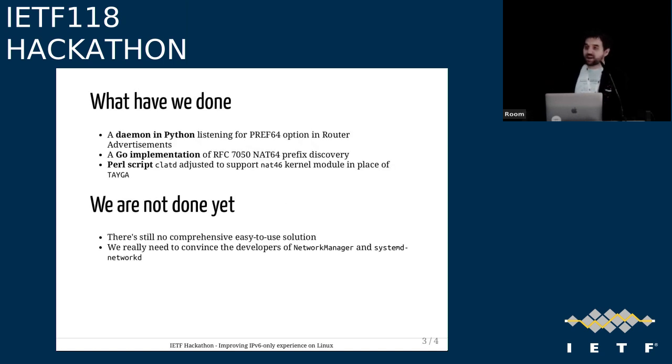So we tried various things, and the result is that we have a daemon in Python that is listening to PREF64 options in router advertisements, and then can configure something based on it, like a local translator, for instance. We have a similar implementation of this in Go, together with NAT64 prefix discovery by RFC 7050, and we also have improved the Perl script CLAT, which is available for Linux.